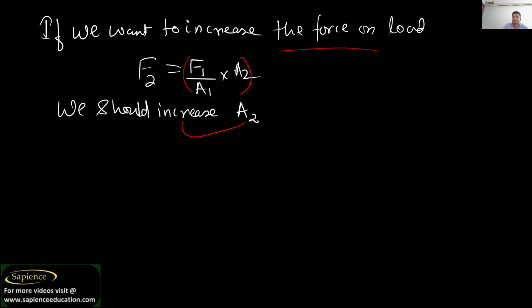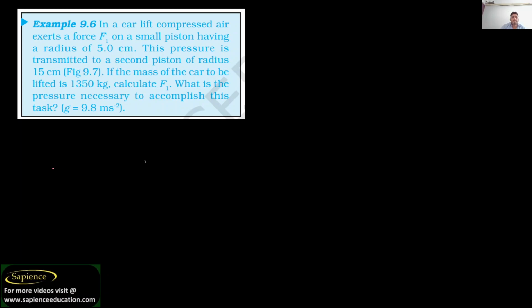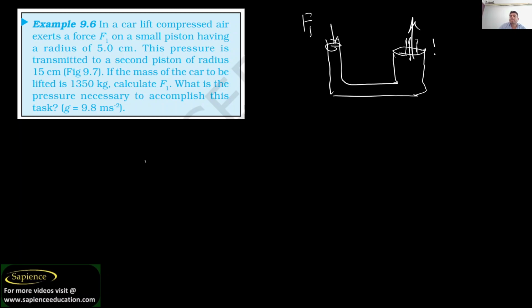Now let us try to solve one numerical problem. In this numerical problem, they are telling that in a car lift, compressed air. So same thing, a car lift is there like this. In a car lift, compressed air exerts a force F1 on a small piston. So let us consider this is your F1 and our outcome will be F2, of a radius, how much?